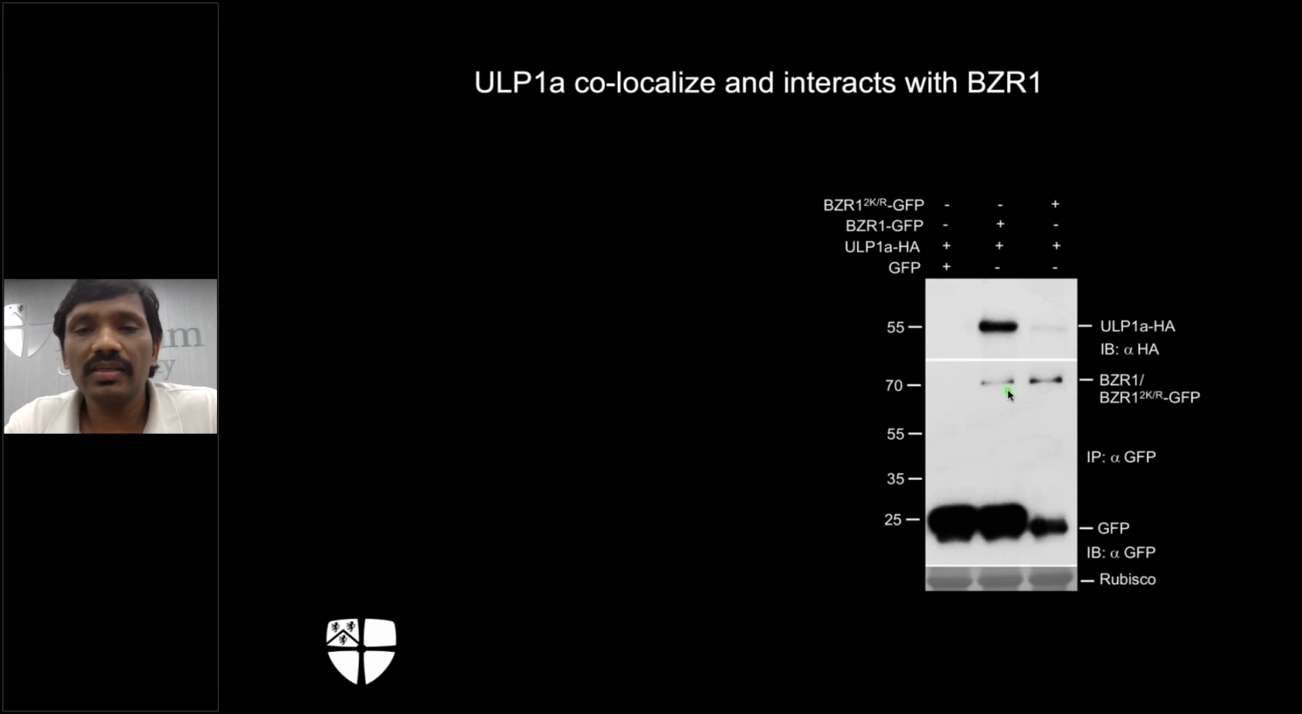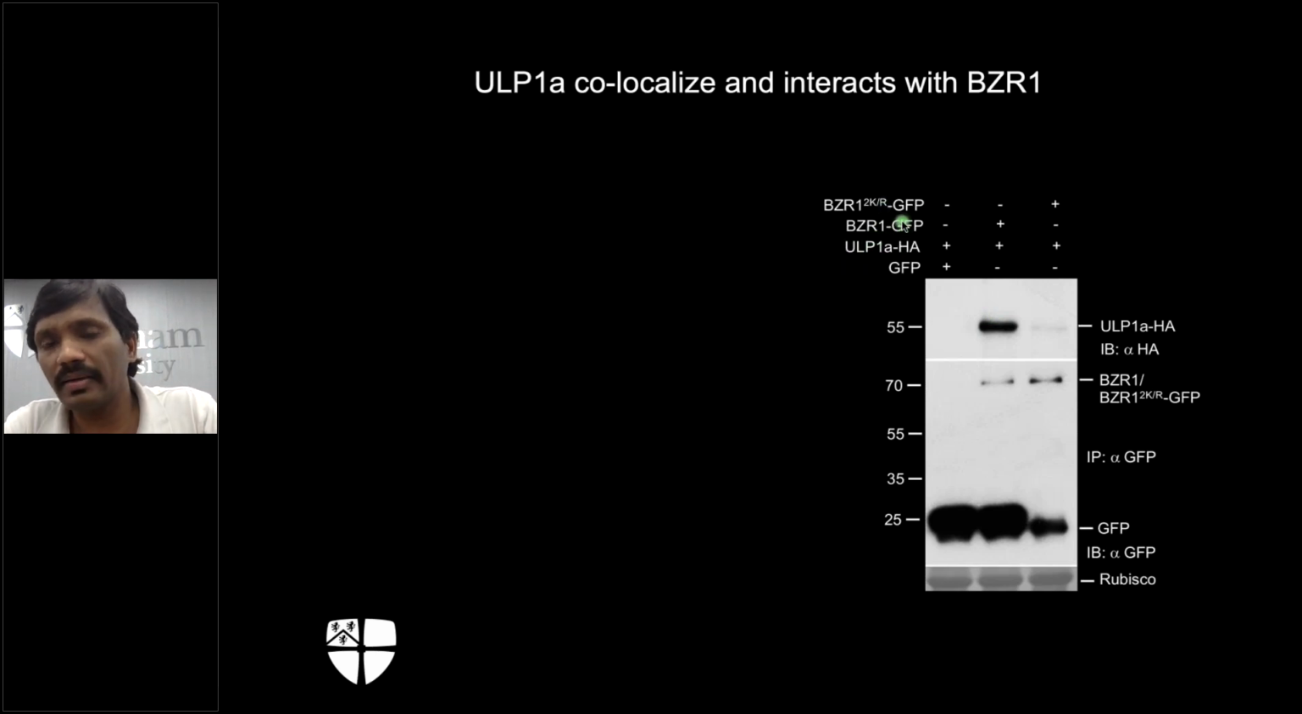Then later on, we started looking at whether BZR1 is the right target for the SUMO protease we have identified. So we checked for the interaction between BZR1 and ULP1a, and we found that they physically interact. Basically, this ULP1a SUMO protease interacts to deSUMOylate BZR1.